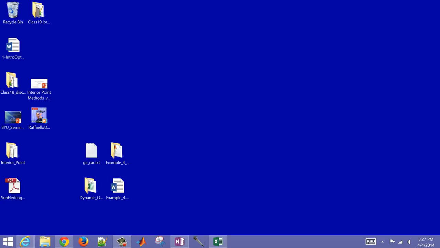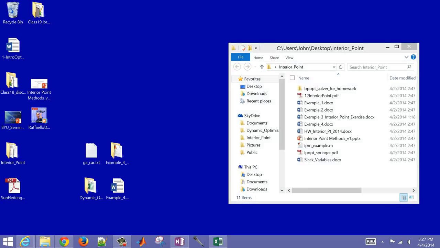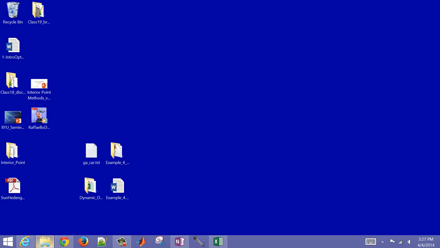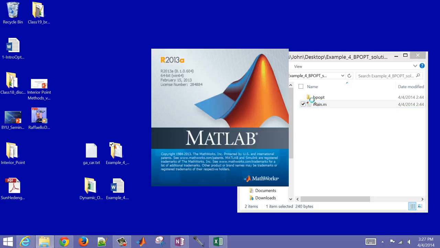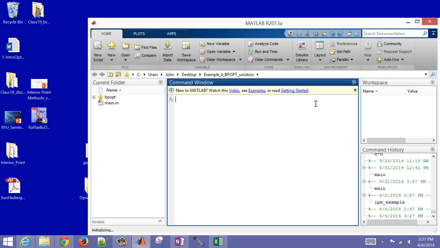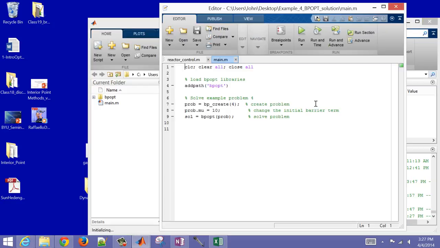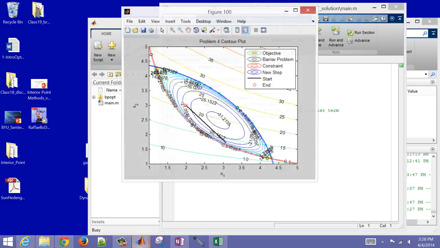for this problem. Okay, so I'm going to open up MATLAB. Now this is problem number 4 on that BPOP solver that I sent you. And then we'll see how I started with the guess of, I think, 3-2 for mine. My mu value is 10. Okay, so let's see how it converges toward the solution now.